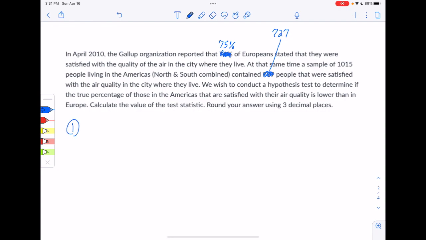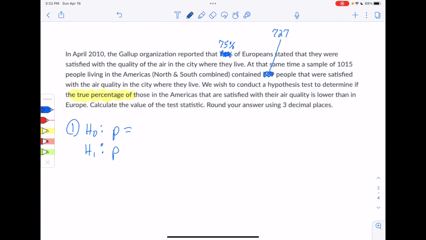First step in a hypothesis test is to come up with the null and alternative hypotheses that we're going to be working with. And the first step in that process is to determine if you're in mean land or proportion land. Jumping in there, we see a key word here that we're doing a test about the true percentage of those in the Americas. So that means our claim is going to be about p equals and an alternative about p as well.